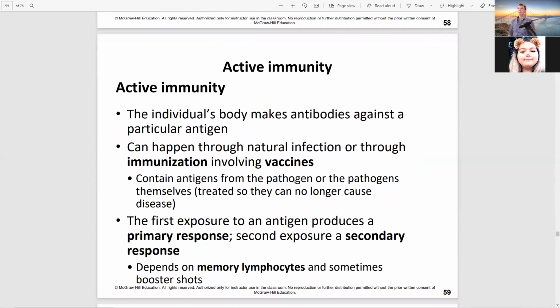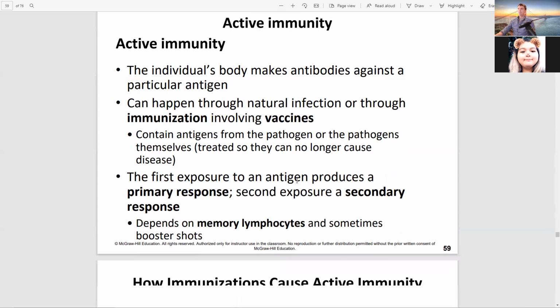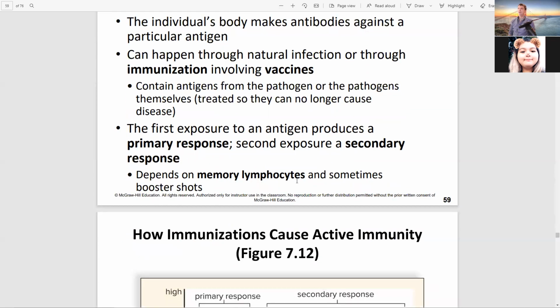So active immunity, the individual's body makes antibodies against a particular antigen. It can happen through natural infection or through immunization involving vaccines, which contain antigens from the pathogens or the pathogens themselves. So they're treated so they can no longer cause disease. The first exposure to an antigen produces a primary response, and a second exposure, a secondary response. And this depends on memory lymphocytes and sometimes booster shots.